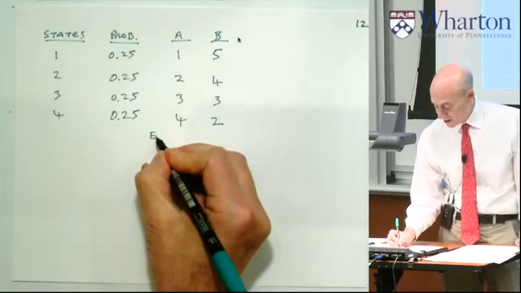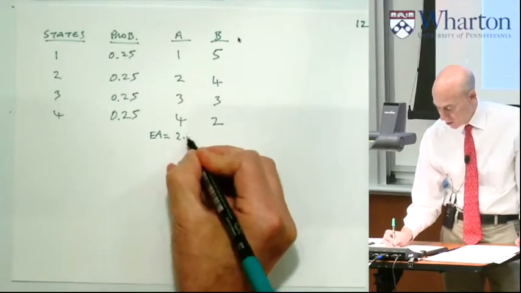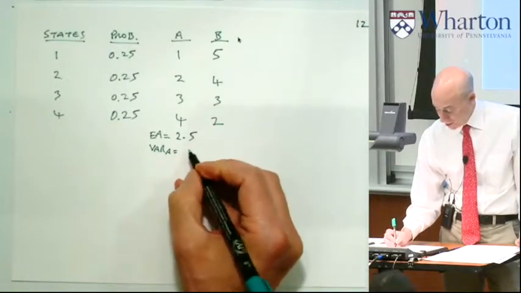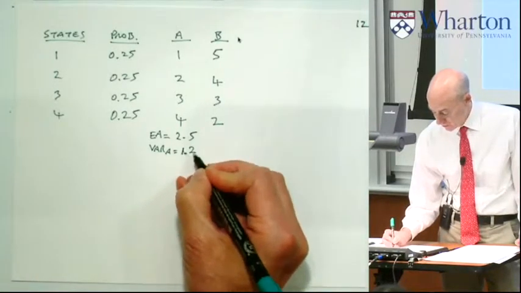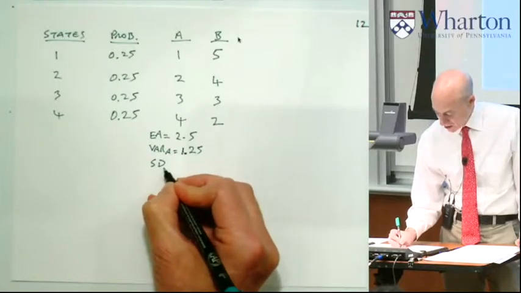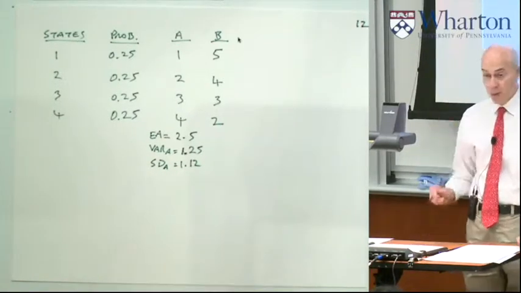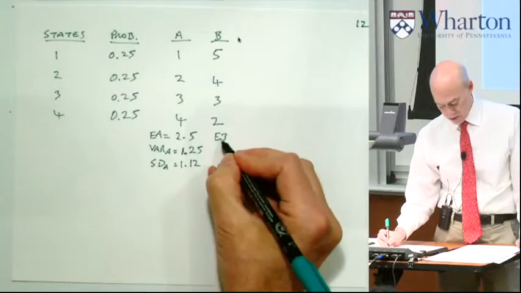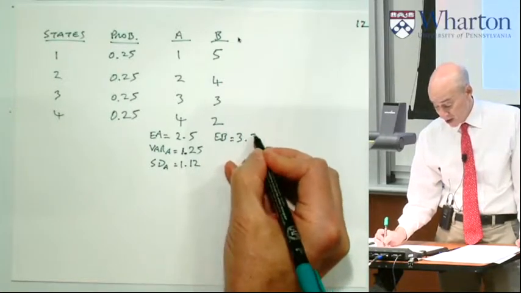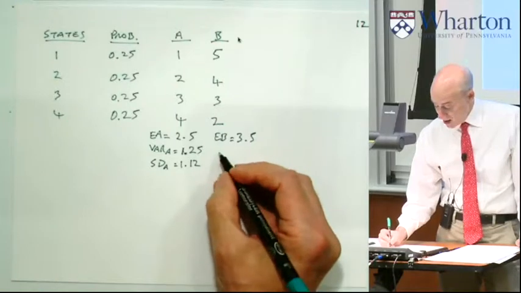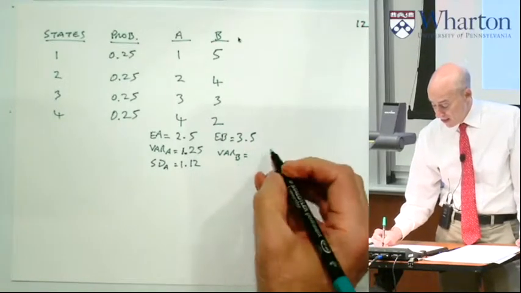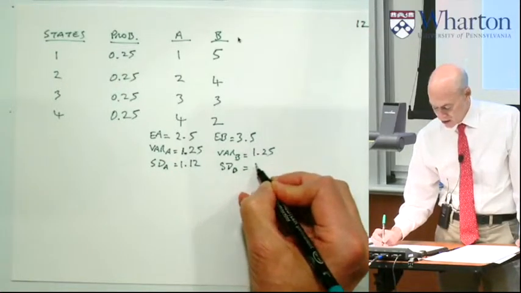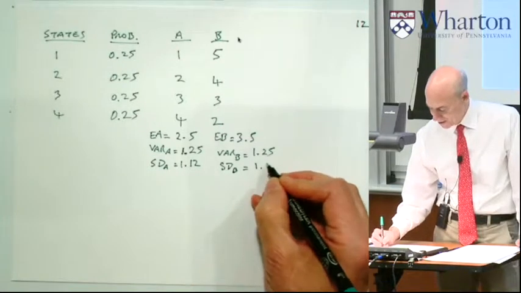If you calculate their characteristics, the average of A is 2.5. The variance is 1.25. And the standard deviation is the square root, which is 1.12. B has the expected return of 3.5. The variance of 1.25, and the standard deviation is the square root, which is again 1.12.